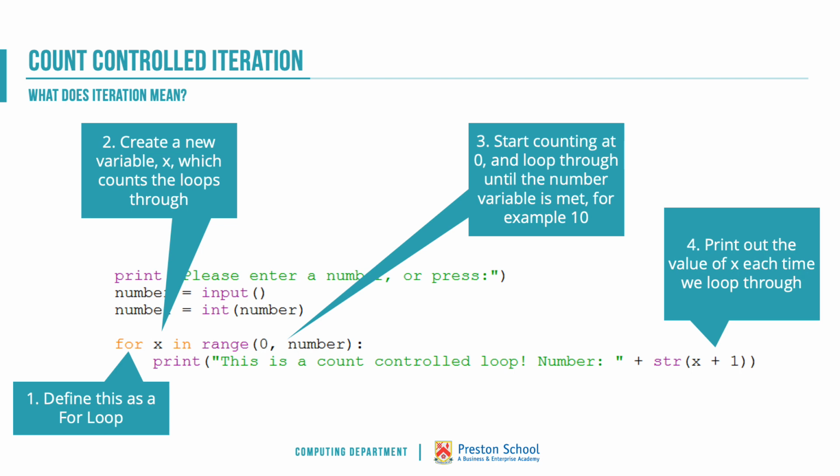Now a for loop works in this way. We define the for loop with the word for. We create a new variable called x, which is going to be our loop count variable. That's going to keep track of which loop we are on. We then start counting at 0 and we loop until a number. Now you could just manually put 10 in, so we could say for x in range 0 to 10. Or we could ask the person to enter a variable of number and use that variable number. We can then use x within our for loop to print out where in the loop we are. So our for loop is going to look something like that. Now you can refer back to the lesson on OCR exam reference language to see exactly how that would work in the OCR reference code. But this example is Python.